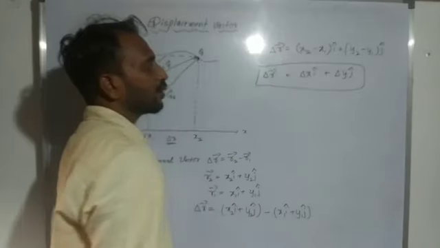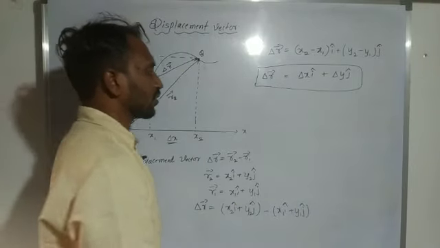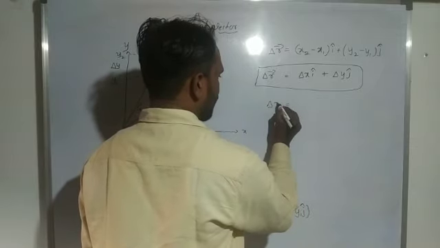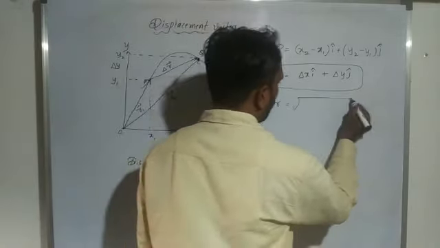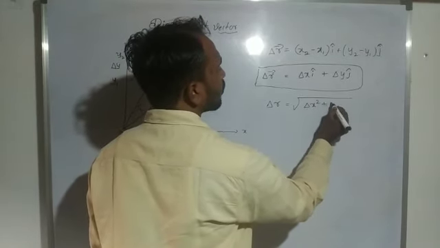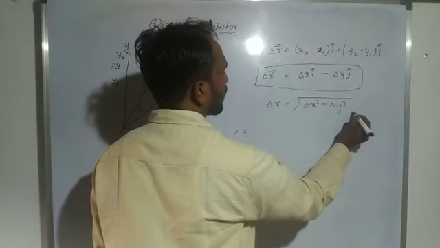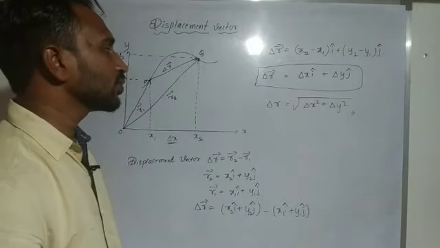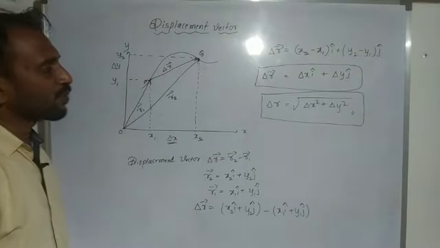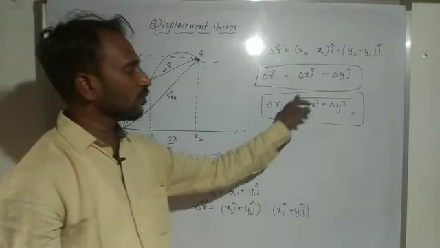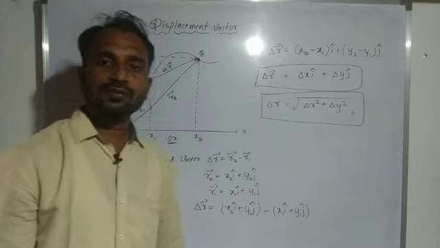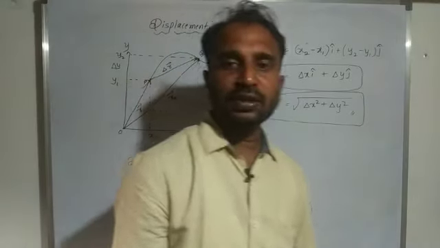Suppose we want to calculate the magnitude of this displacement vector. The magnitude of the displacement vector, delta r, is equal to the square root of delta x square plus delta y square. So this is the magnitude of a displacement vector.